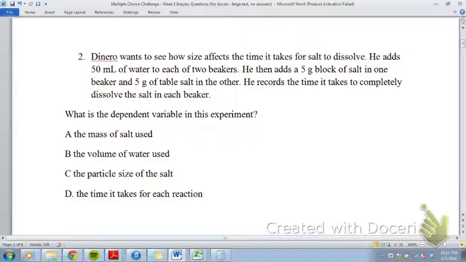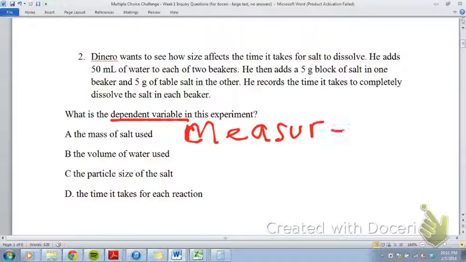Alright, in this next question, I see that it's asking me for the dependent variable. So I always want to underline and translate that. Sorry, it's not what we change, it's what we measure. Remember, ICDM. Independent is what you change. Dependent is what you measure after the experiment, the output, what you're trying to find out. So what is De Niro trying to find out?